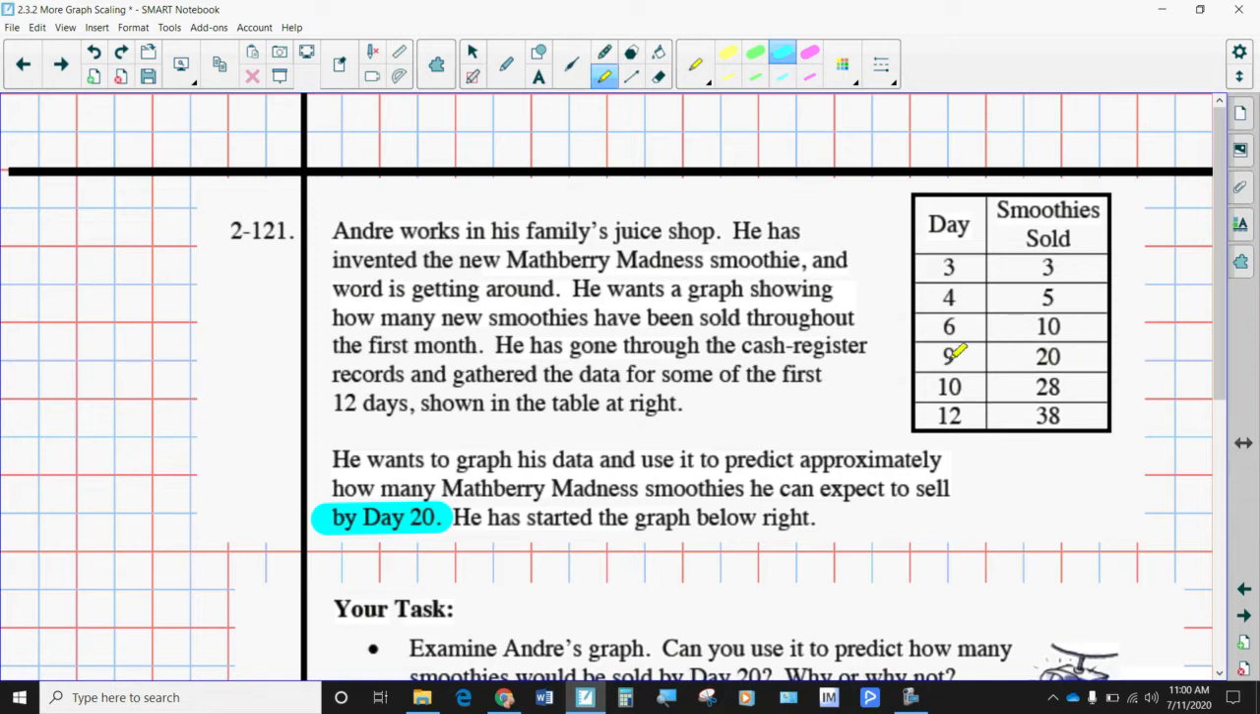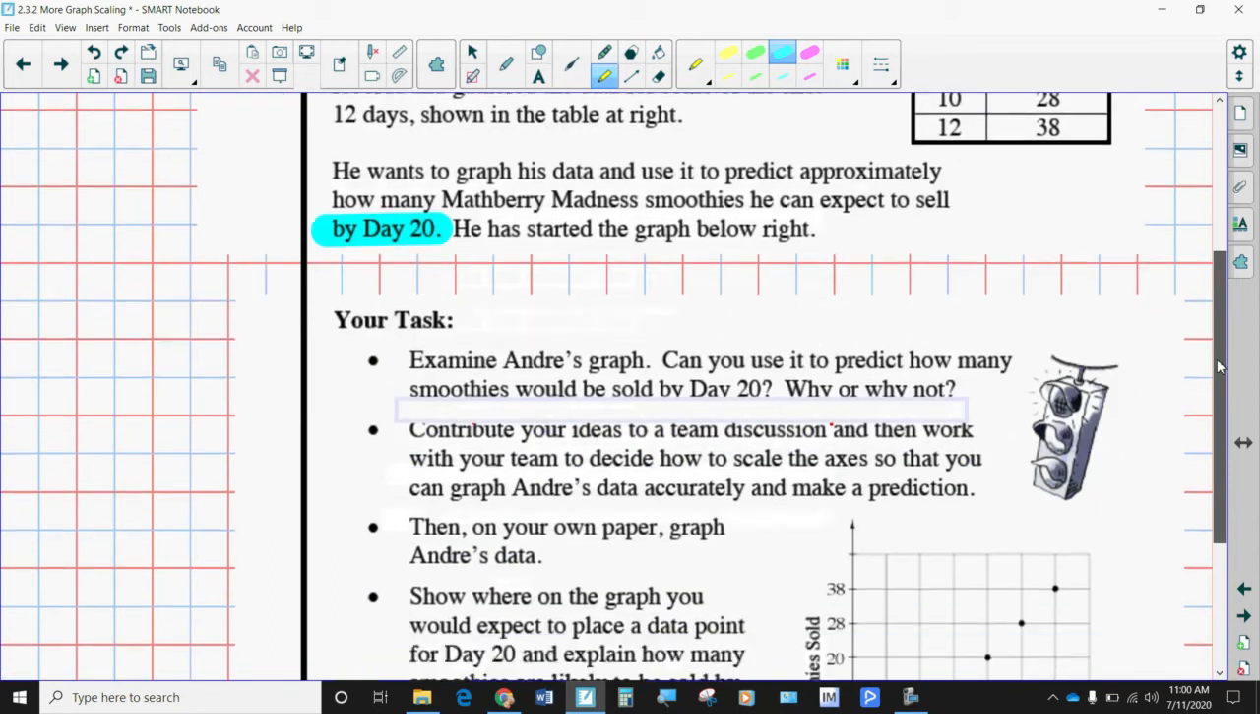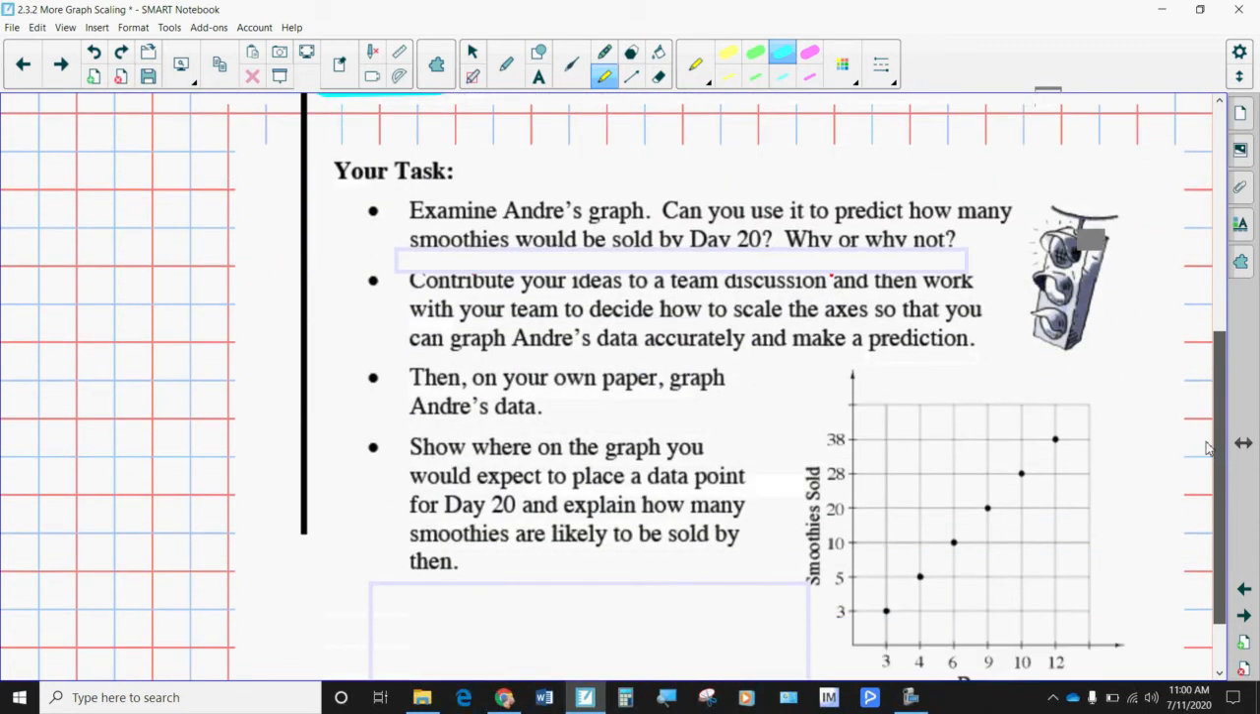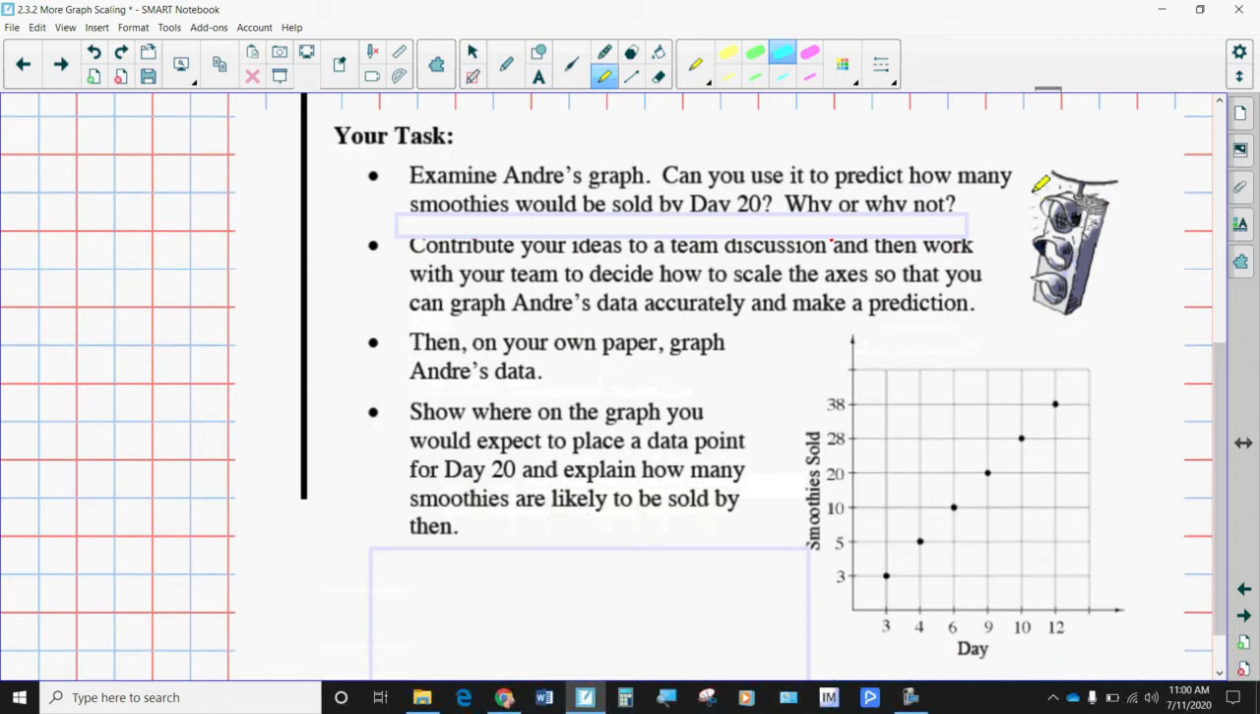And so this doesn't necessarily look like it's a straight line trend. This looks like it's going to curve, right? Well, at least I know that. You may not know that because you don't have as much experience graphing. Okay, so here's your task, and notice that there's a stoplight here. Where has there been a mistake made? So examine Andre's graph. Here it is. Can you use it to predict how many smoothies would be sold by day 20?